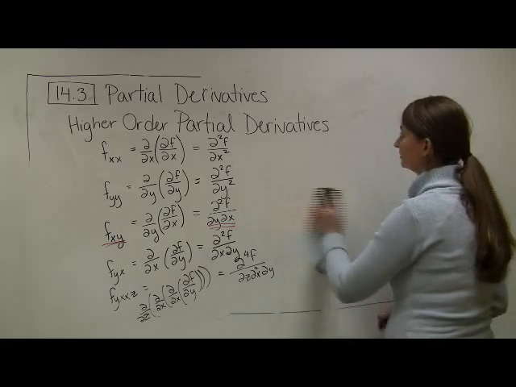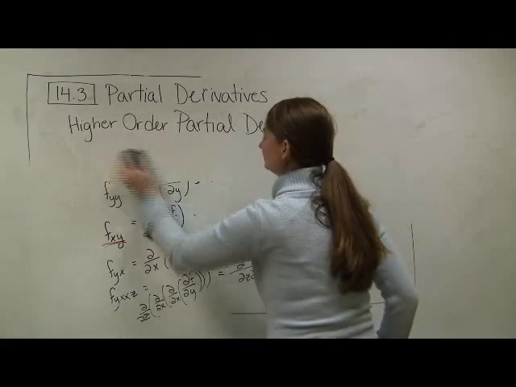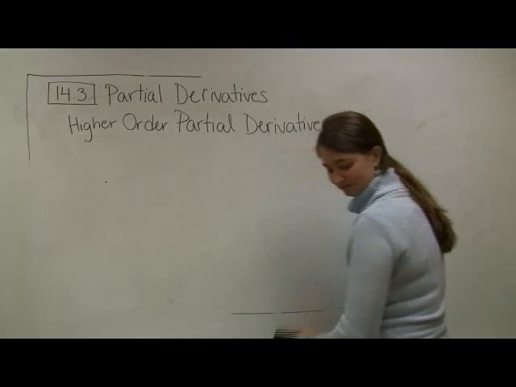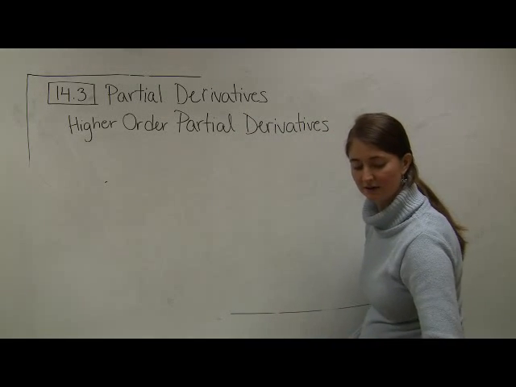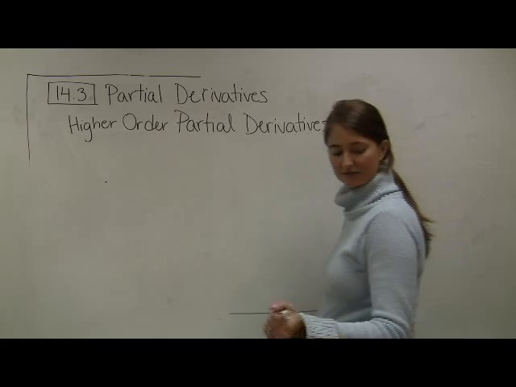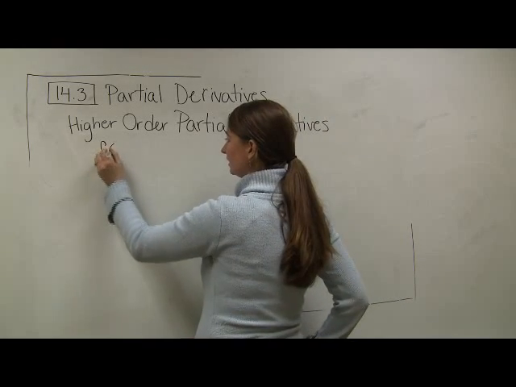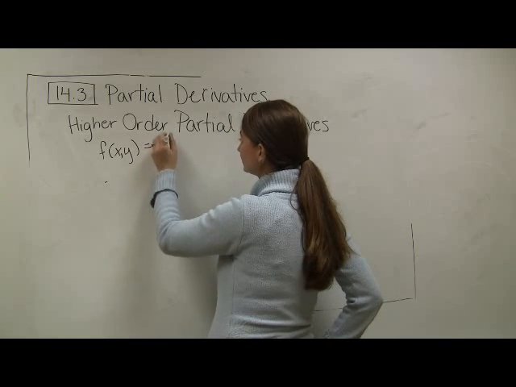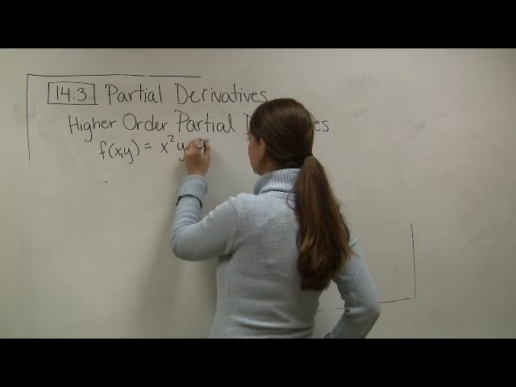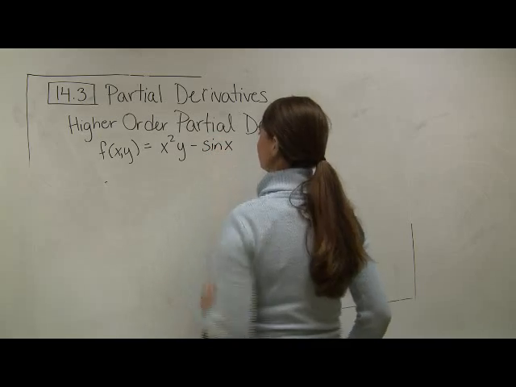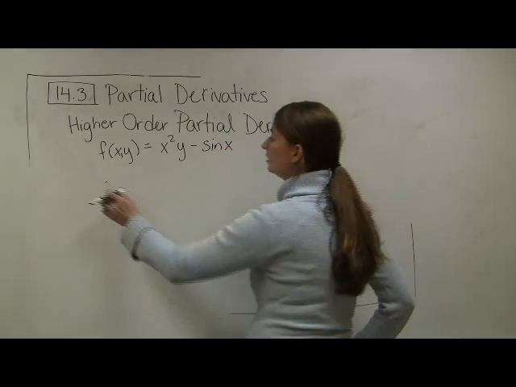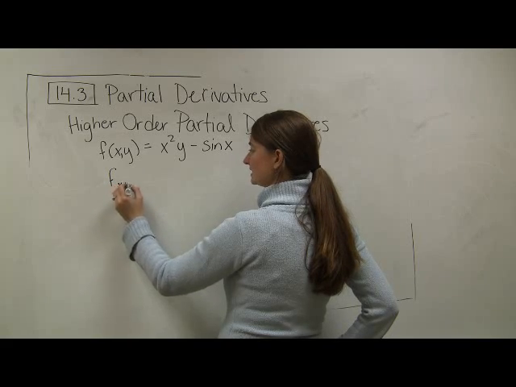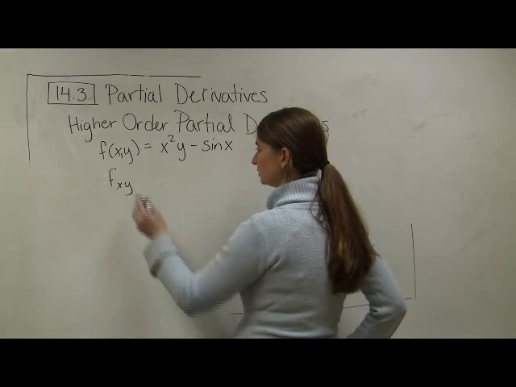So let's see an example of computing a higher order partial derivative. Really, it's not very difficult now that we've talked about taking partial derivatives. So, for example, let's say that I have some function f of xy is equal to x squared y minus the sine of x. And I want to know what's the partial derivative with respect to x and then y. That's what I'm trying to find out.